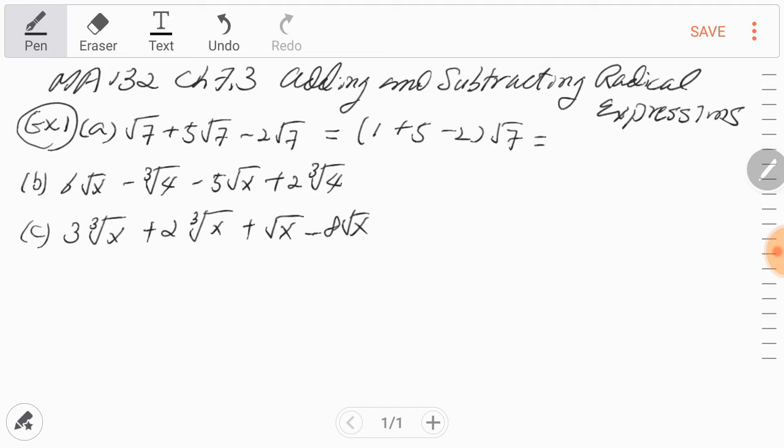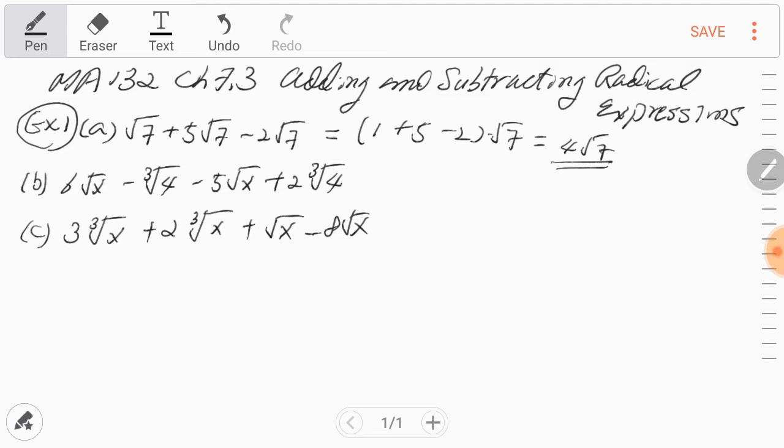Now we usually write the common factor first, but in this case, let's write the square root later. So 1 plus 5 is 6, 6 minus 2 is 4, 4 square root of 7. So when we write a radical expression, always the radical comes later.